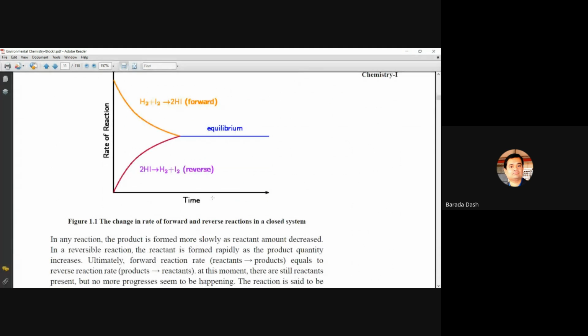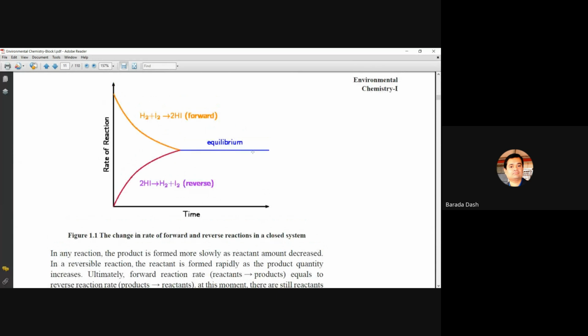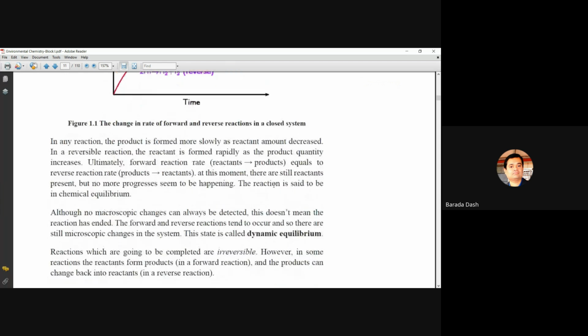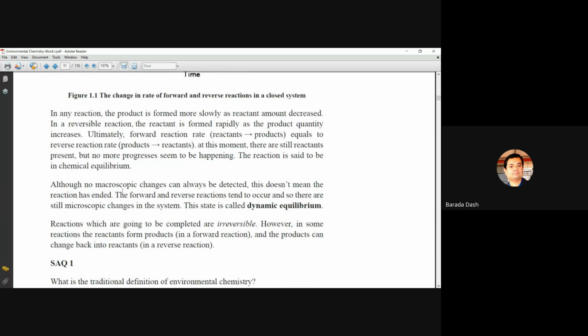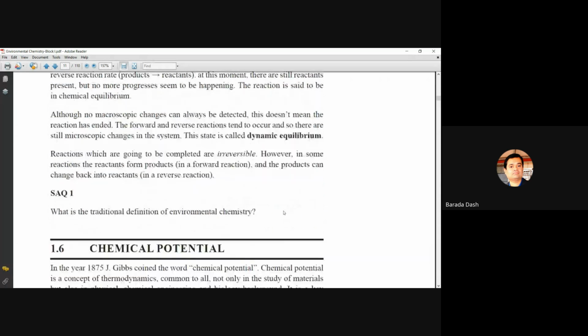So this is the rate of reaction and time, and there is an equilibrium process. When both the forward reaction and reverse reaction rates are equal to each other, that is called the equilibrium point. Although no macroscopic changes can be detected, this does not mean the reaction has ended. The forward and reverse reactions still occur, so there are still microscopic changes in the system. So this state is called dynamic equilibrium. When the forward and backward reactions always continue, it's called dynamic equilibrium.